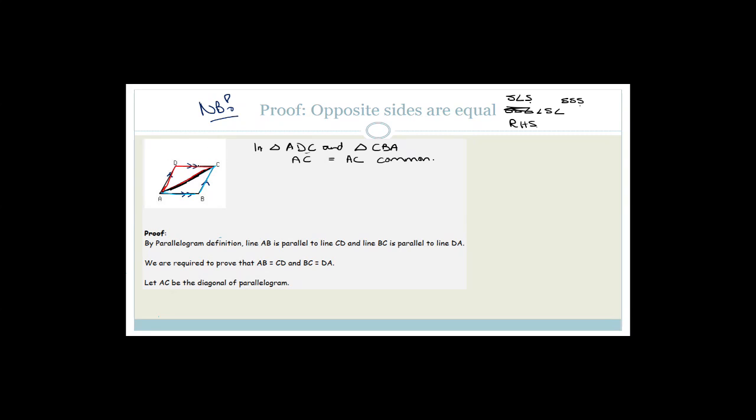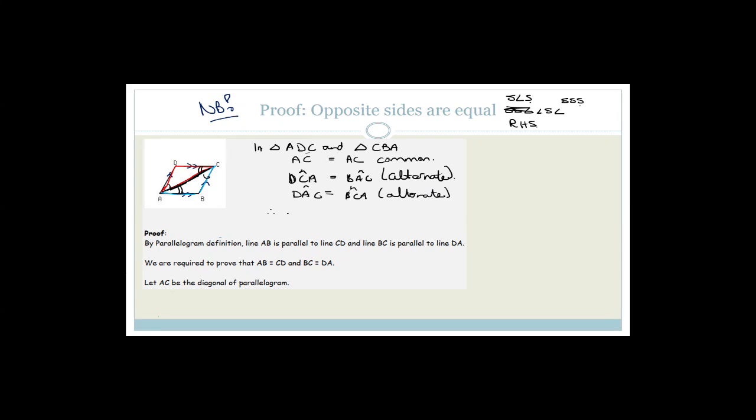Because this is parallel, do you agree that that angle there is equal to that angle because they're alternate? So we can say angle DCA is equal to angle BAC, because they are alternate angles. And then we can also see that this angle is equal to this angle, same rule. We've got that AD is parallel to CB, so we can say therefore that angle DAC is equal to angle BCA, again alternate angles.